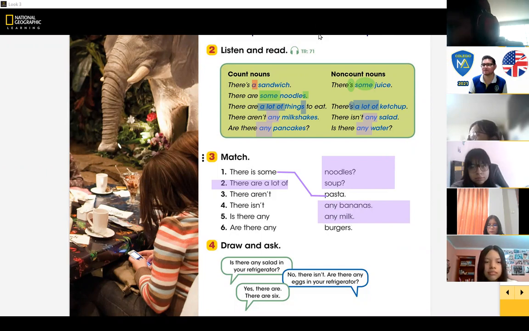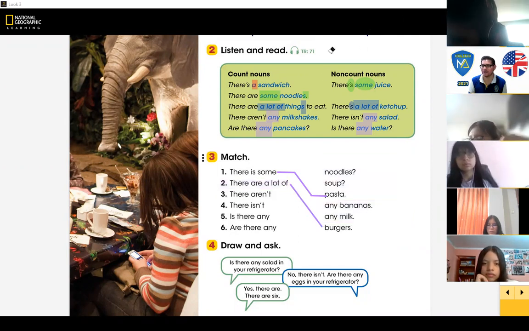Burgers. Listo. Ahí está. Así de fácil, ¿no? There are a lot of burgers. Listo. Se acabó. Next. Vamos a la siguiente. Ya quedarían descartadas pasta y burger, porque estas son affirmatives.